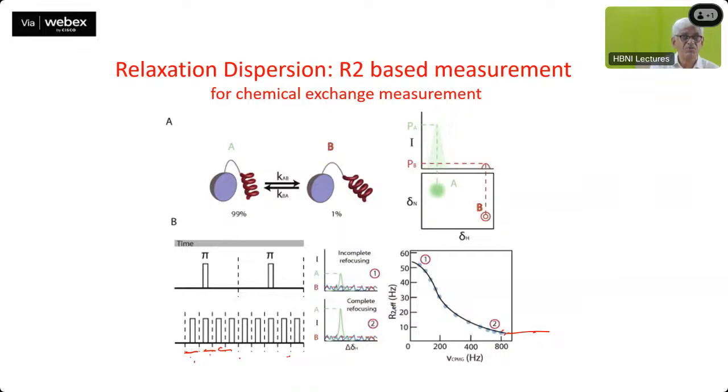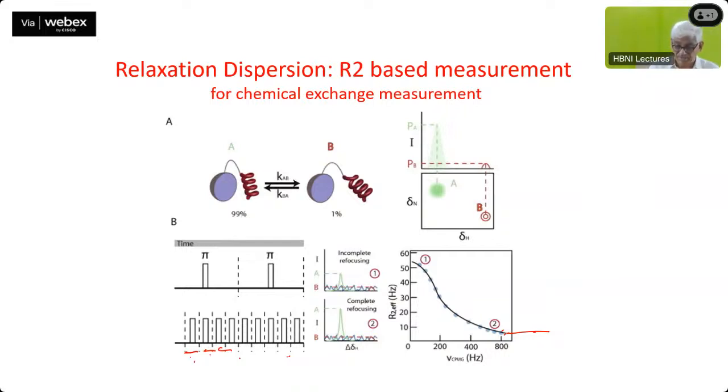So with every particular value of CPMG, you keep the tau the same. Because you want to measure the R2, you will have to have a series of tau values, right? So in order to get e to the minus 2 tau R2, you have to do a series of tau experiments, and then you fit the data with that and get the R2 value. For every tau value, you use different CPMG.